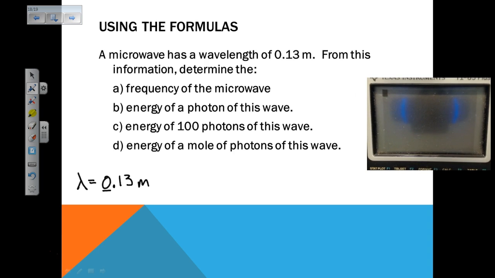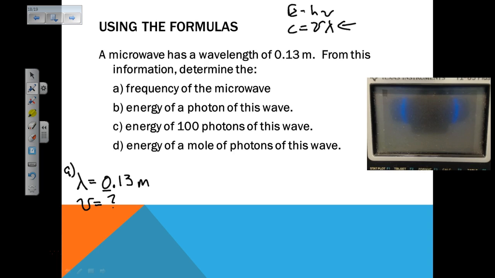And so we want to determine what the frequency of the wavelength is. So we want to know what nu is. Well, that's a question mark. Well, what formula relates, E equals h nu and c equals nu lambda? Which one do we use?